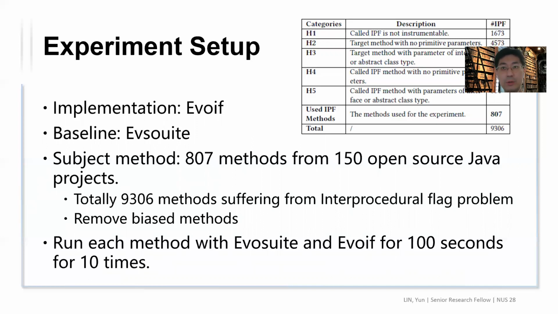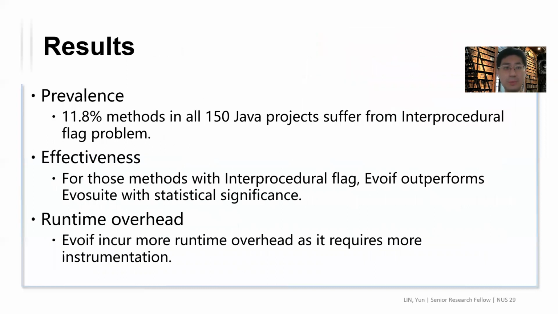In this experiment, we removed some biased methods. For example, some interprocedural flag methods cannot be instrumented, such as the equals method in the JDK library. We also removed some trivial methods that have complicated objects. EvoSuite cannot construct tests to create such objects. Both EvoSuite and EvoSuite-IF will achieve 0 coverage on those methods. Therefore, we remove them for a meaningful evaluation. After removing those methods, we have 807 methods left for this experiment. We run each method with EvoSuite and EvoSuite-IF for 100 seconds, 10 times.